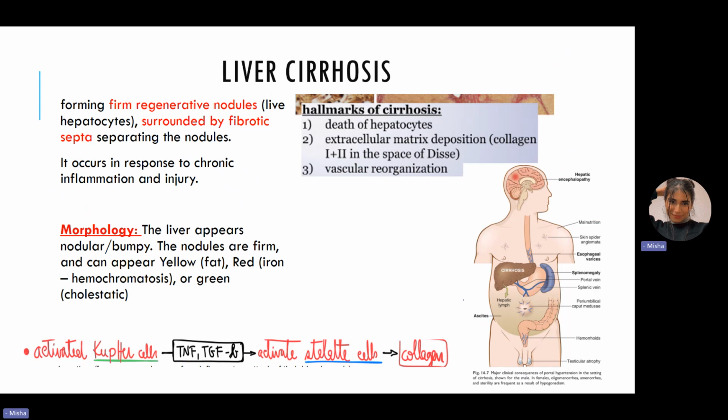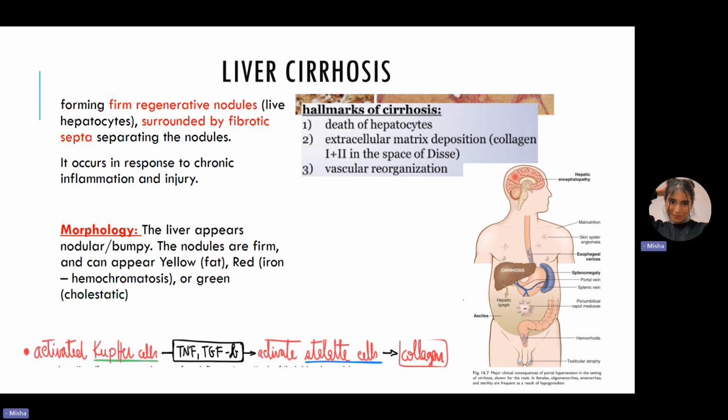Now let's move on to liver cirrhosis. So I've already mentioned chronic liver failure, right? And we said that we always associate cirrhosis with chronic liver failure because chronic liver failure can lead to irreversible damage, which leads to cirrhosis. So it takes more than 6 months to actually develop this.